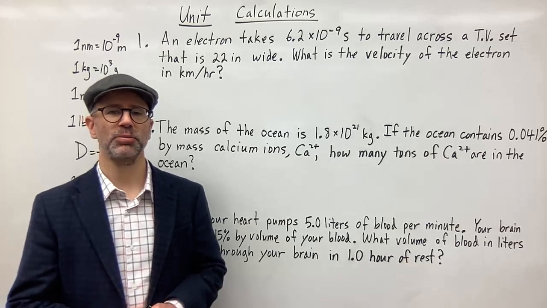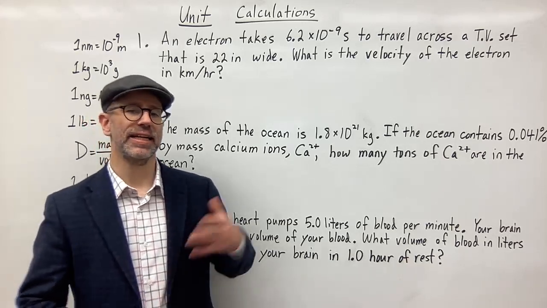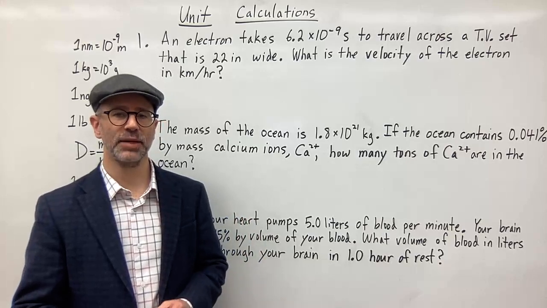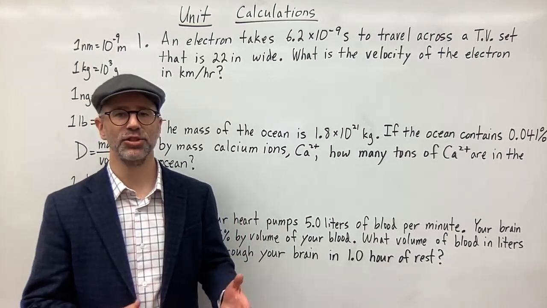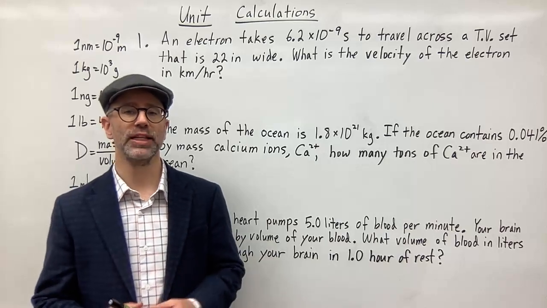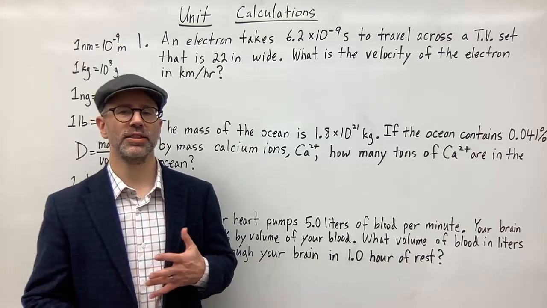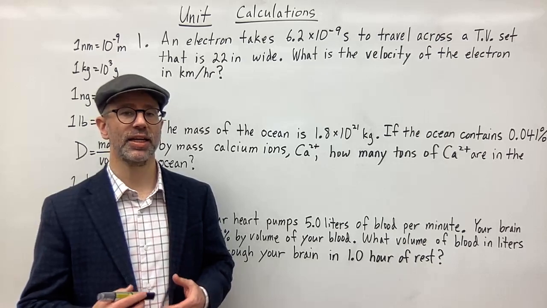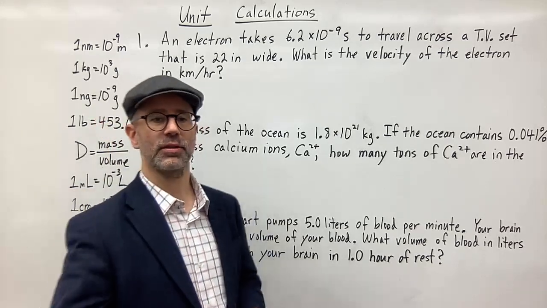So in this first problem I have an electron. It takes 6.2 times 10 to the negative 9 seconds to travel across a TV set that is about 22 inches wide. What is the velocity of the electron in kilometers per hour?